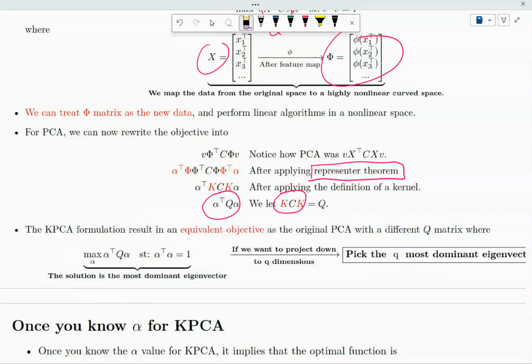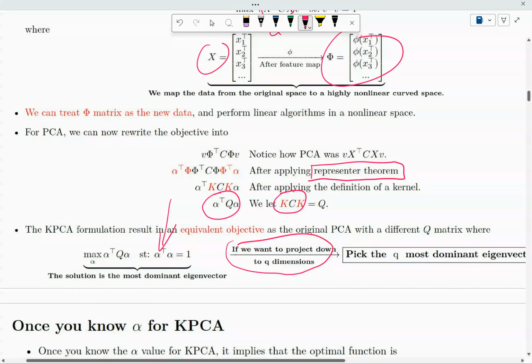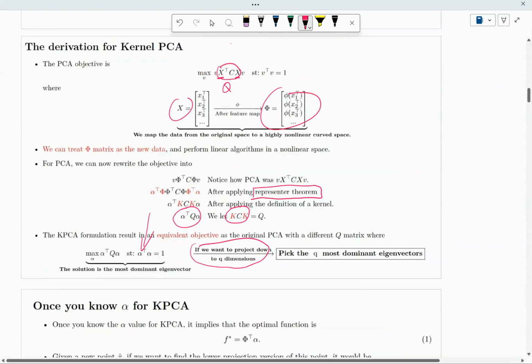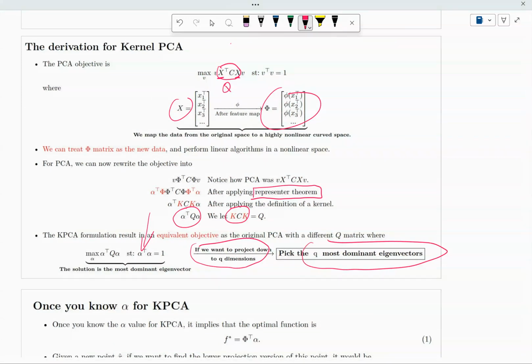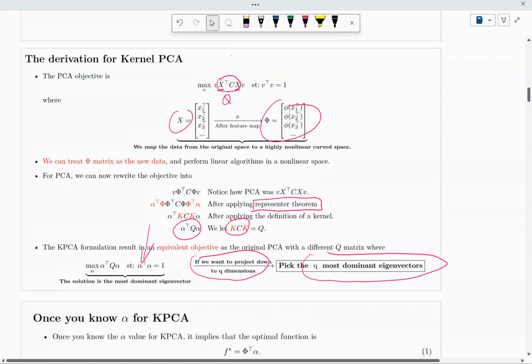Now, if you want to project to more than one dimension: if you pick just one, you're projecting down to one dimension. If you're projecting down to two, three, or four, then you pick the two, three, or four most dominant eigenvectors, meaning eigenvectors associated with the largest eigenvalues. And that's it. Actually, kernel PCA is really easy.